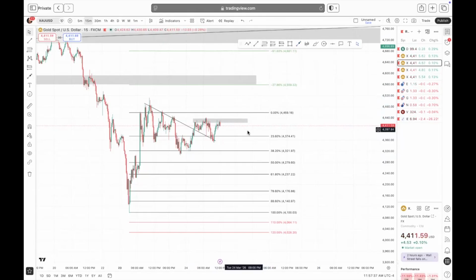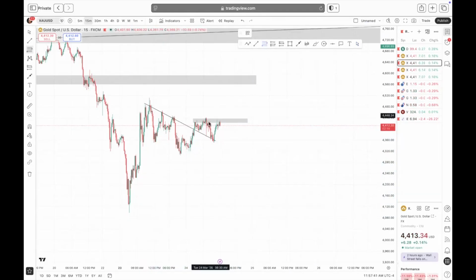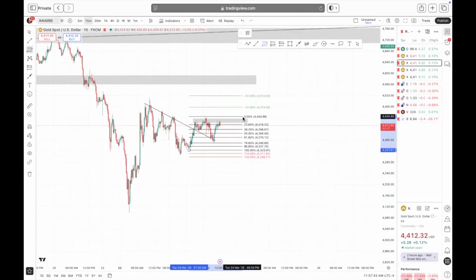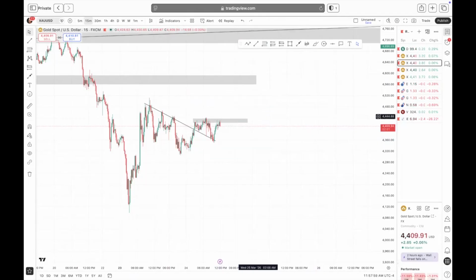Now you could take it to, let me hide this fib for a second. You could use this fib as a guide. Okay, that's also valid. Break, retest, 27 would be your first target area, and then your 61.8. And that is if you get the break and retest out of the zone.